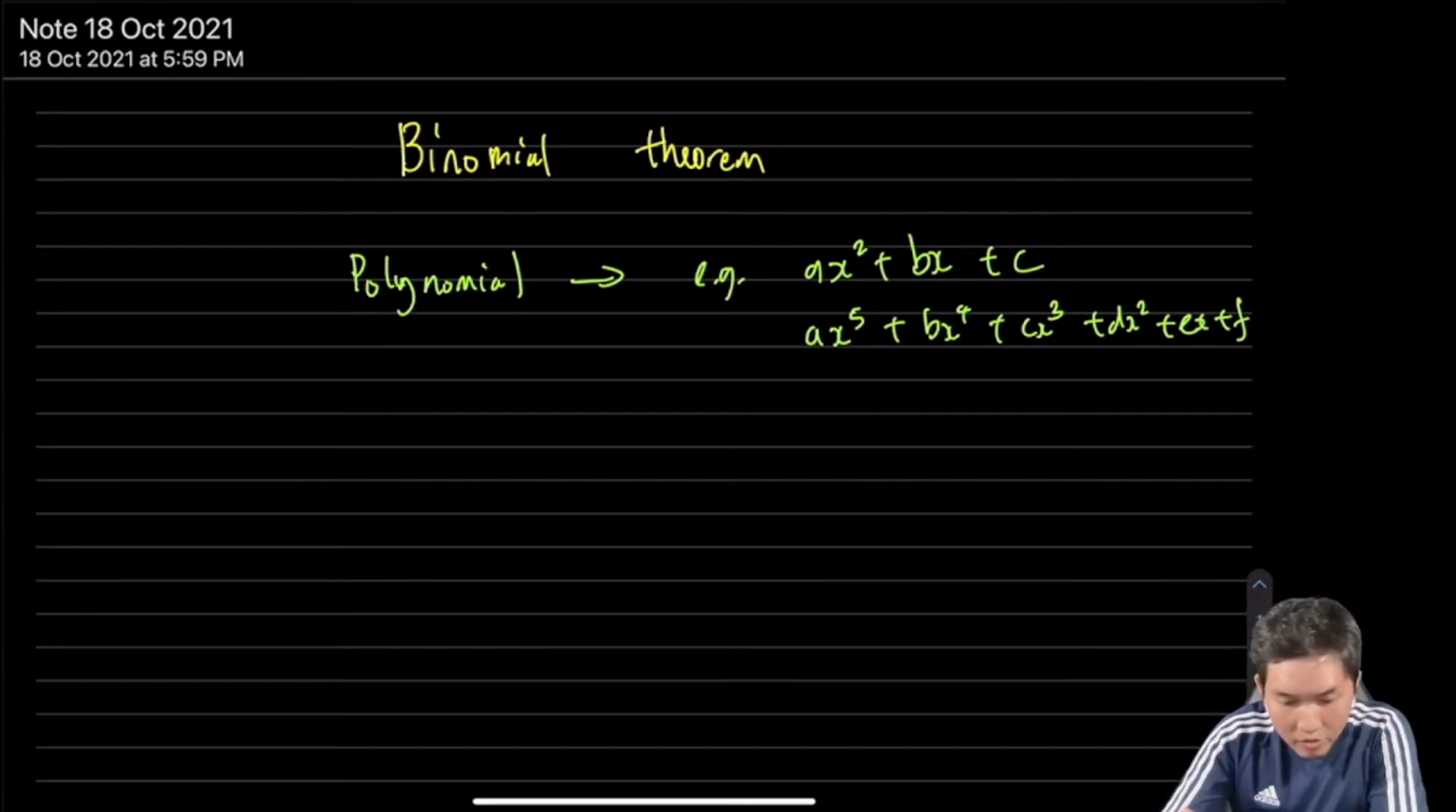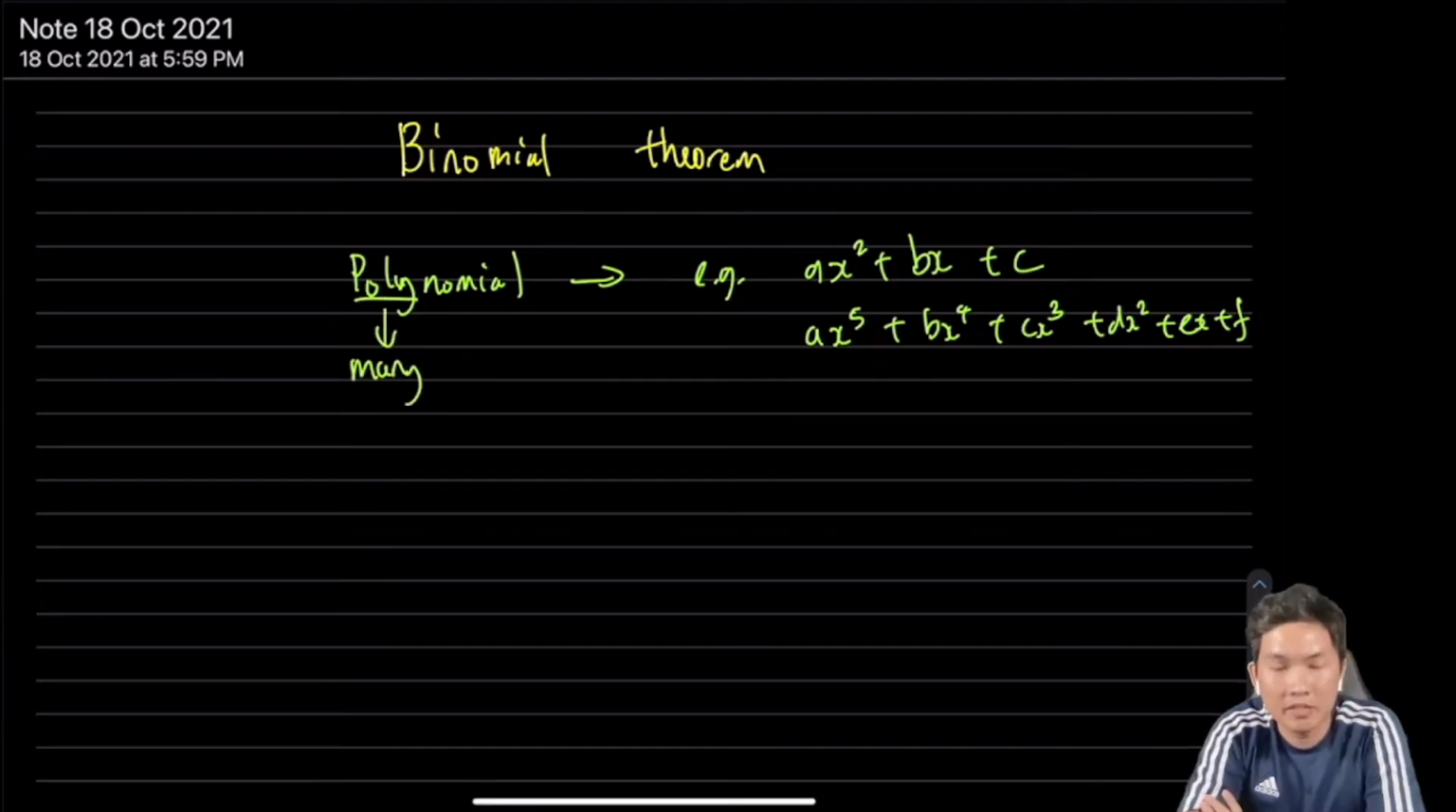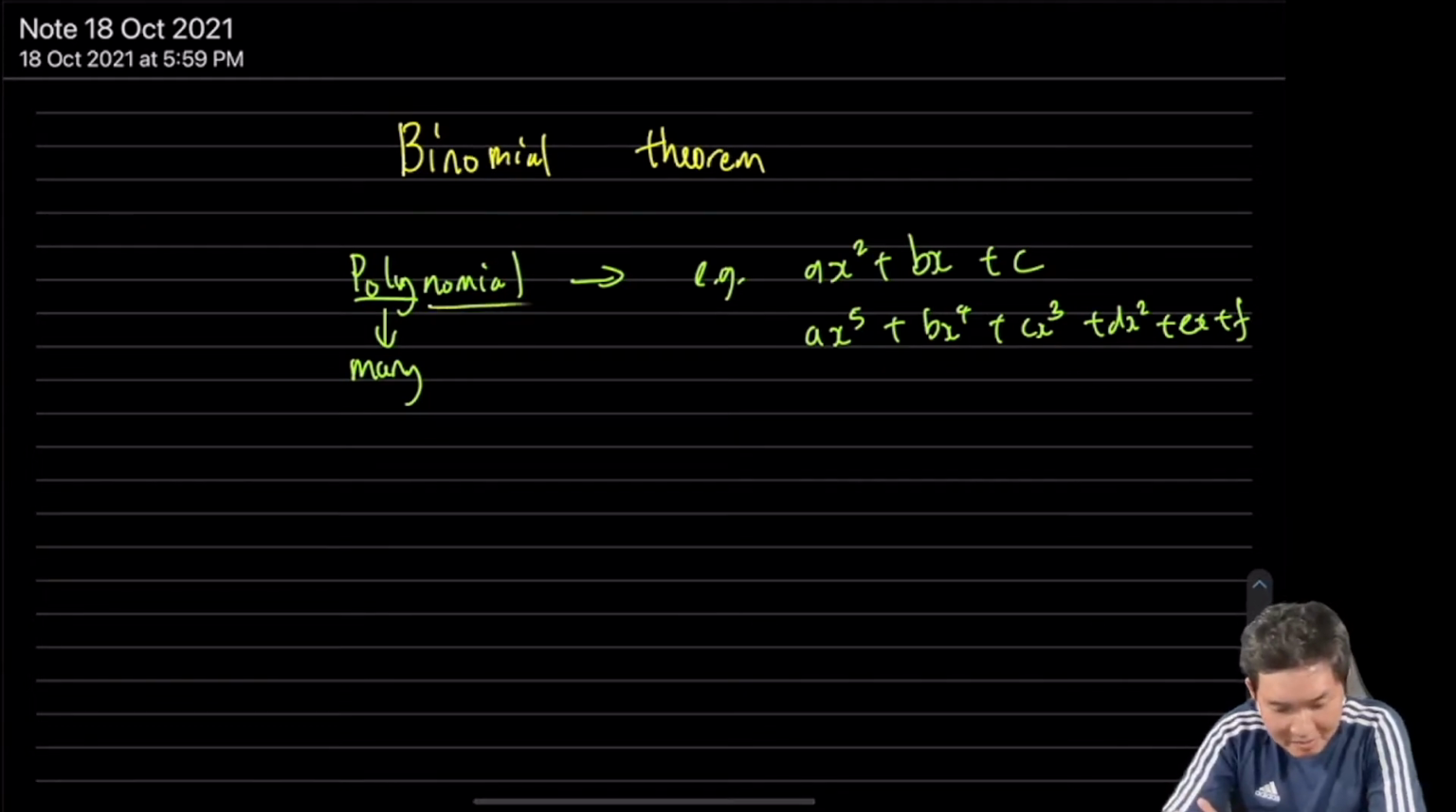So polynomial, right? The word poly, as you will know, means many. We learned polygons before. Polygon just means multi-sided shapes. It's like many, right? Okay. Nomial, what's nomial? Loosely speaking, it is like terms.